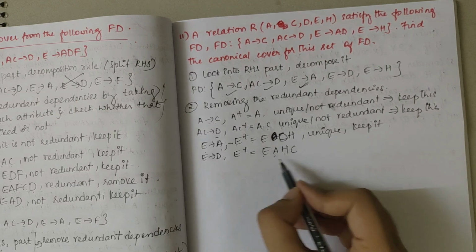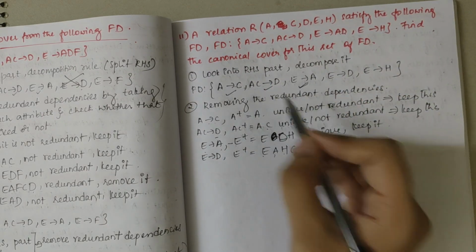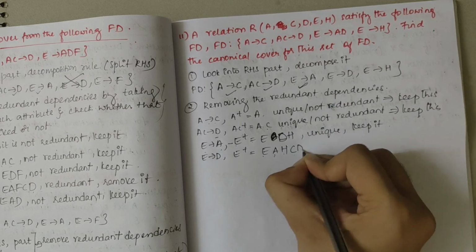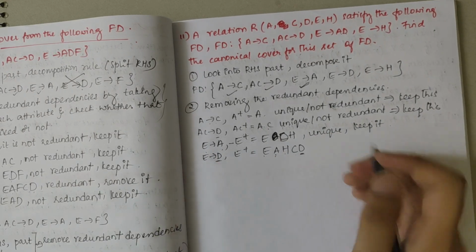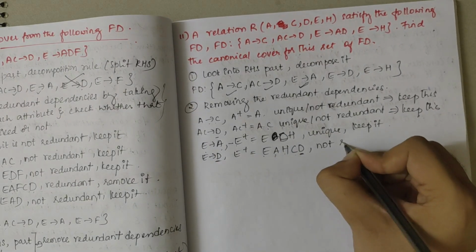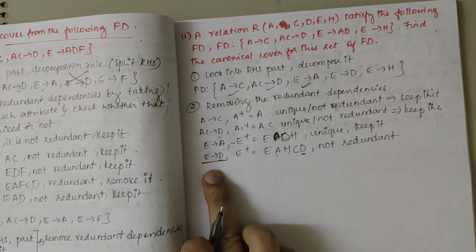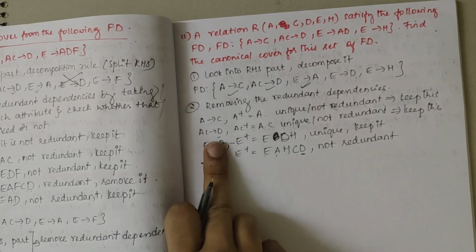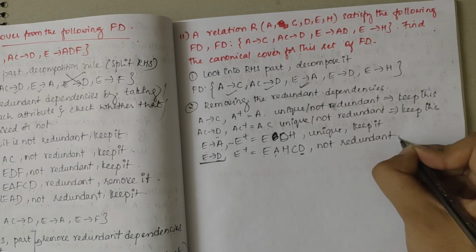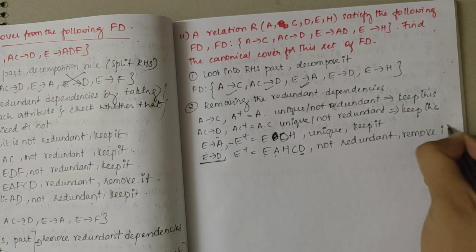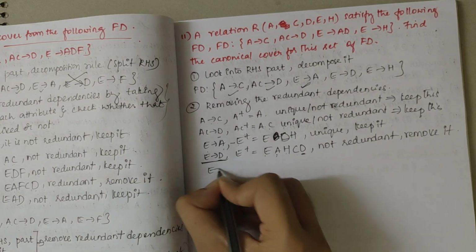Now check if any of these combinations determine anything. So AC is there here. AC combination I get D here, and E determines D here. So that means it is not redundant? This particular functional dependency is redundant because without this also I can obtain D. So I need to remove it.